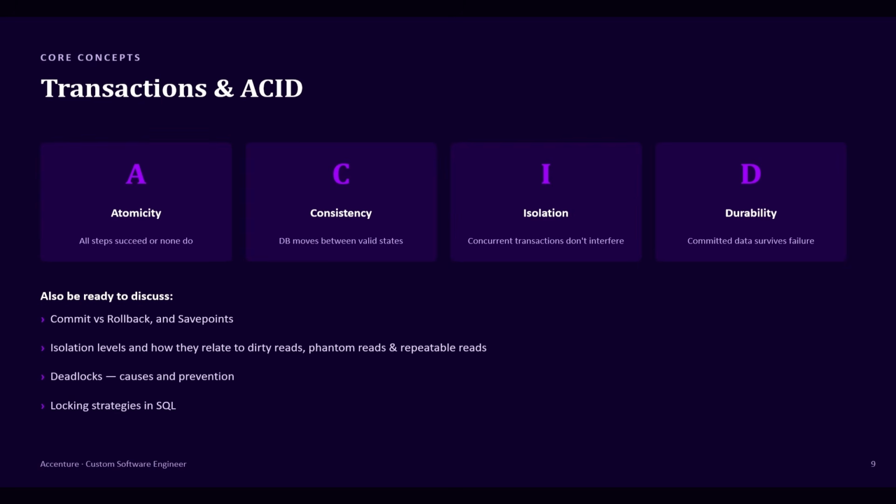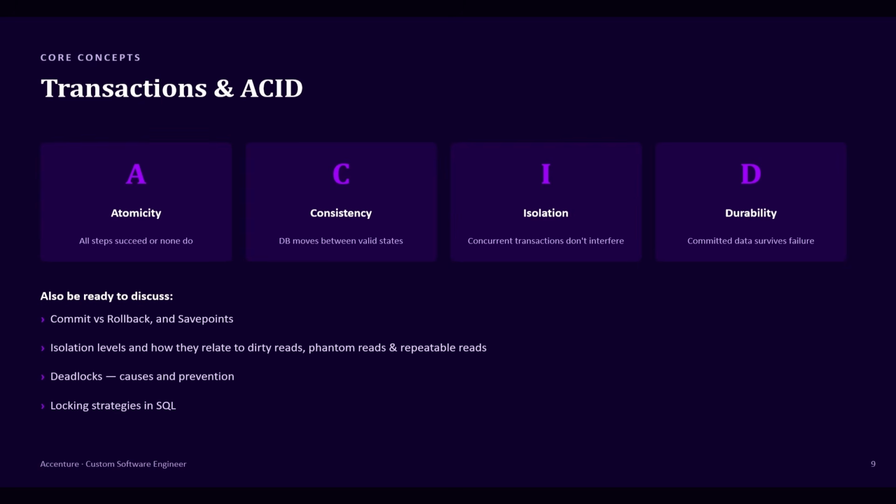Section 7. Database Concepts, ACID. Let's talk transactions. You need to explain ACID clearly. Atomicity: all steps succeed or none do. Consistency: the database moves between valid states. Isolation: concurrent transactions don't interfere with each other. Durability: once committed, data survives a failure.